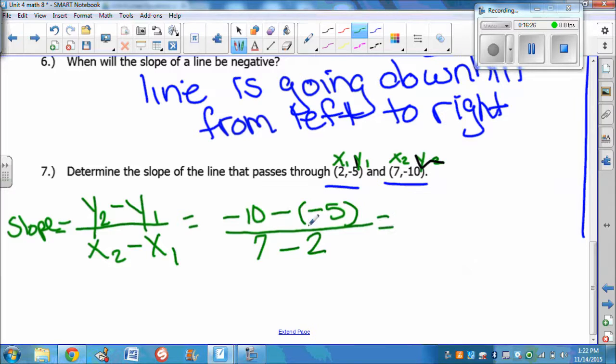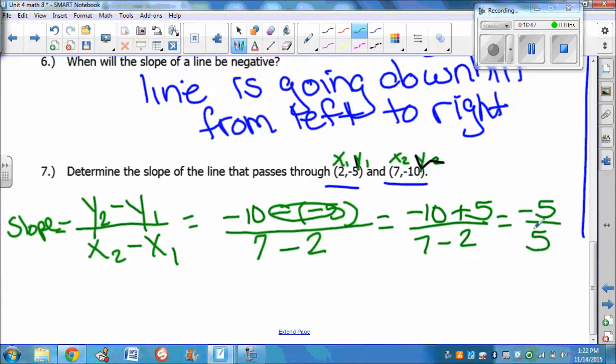So now we've got to do some mental math here. Use your calculator by all means. Negative 10 minus a minus 5. Negative 10 minus minus 5, that becomes a super positive. So that's a plus 5 all over that 7 minus 2. And now let's take this last step. That's going to be negative 5 divided by 5. Can I simplify that fraction? I certainly can. So the slope is negative 1.